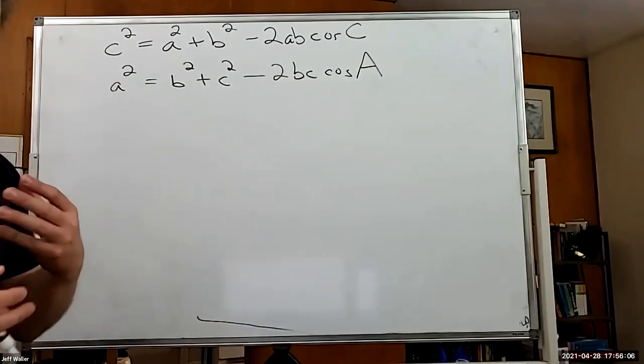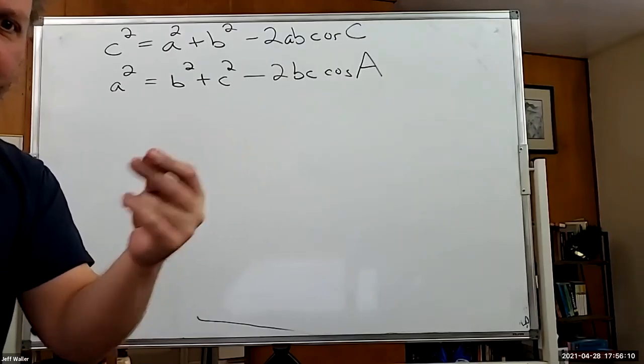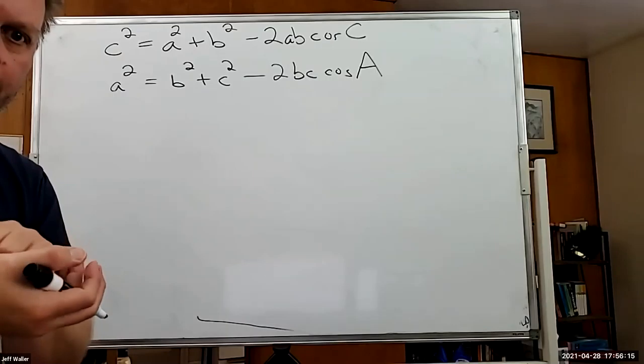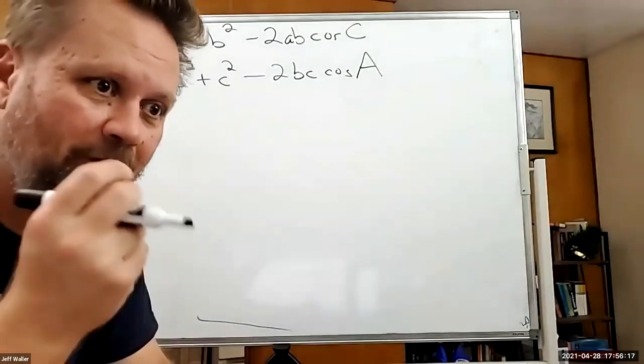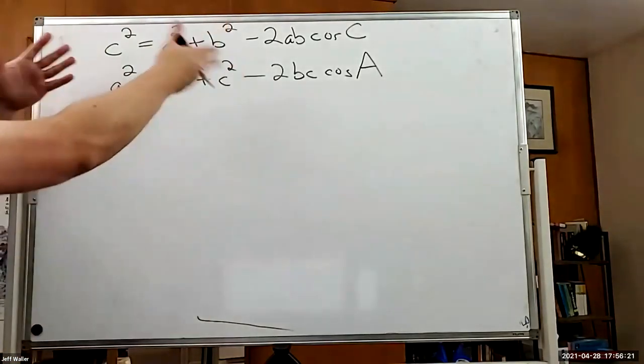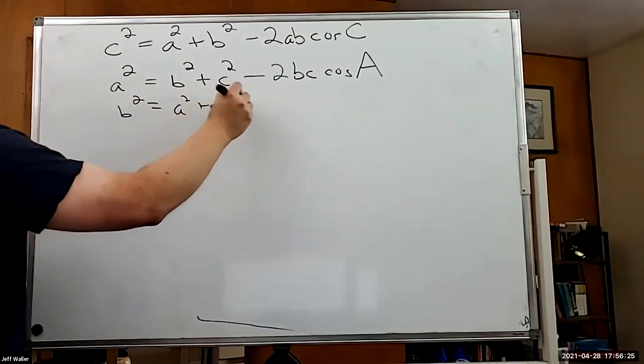So there's three versions, and they're all the same, to be honest. Because ABC is just dummy variables. It really doesn't matter which side we call A, B, or C, especially when it's not a right triangle. So that's basically why we say there's three when they're really all the same. So the last one should not be a surprise.